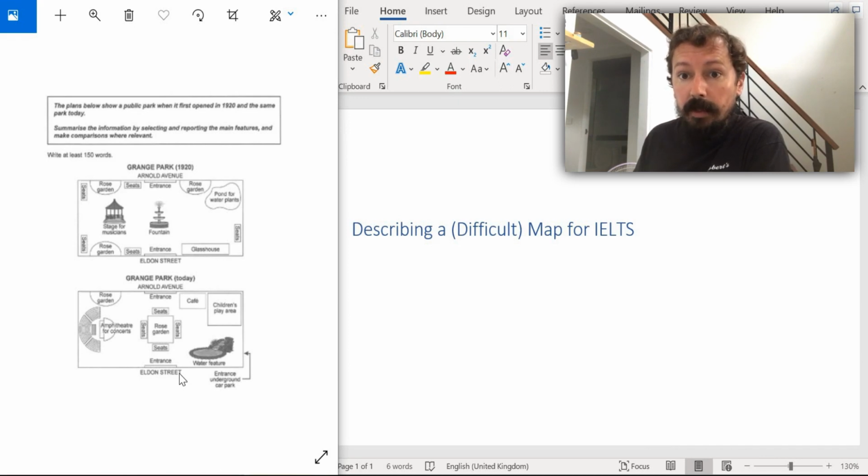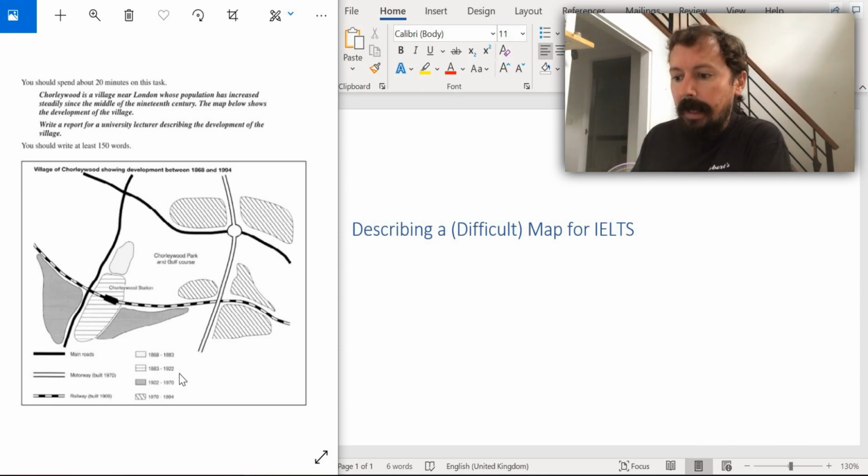Well, today we're going to look at something that's a bit different, and it is this map. So you'll notice first of all there's just one map. There's not two. However, this is still a question of the past and the present. So we still need to think about these ideas when we're doing this.